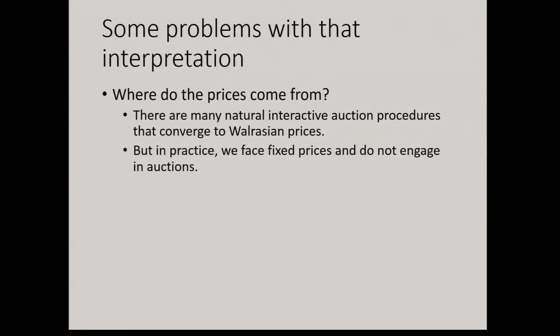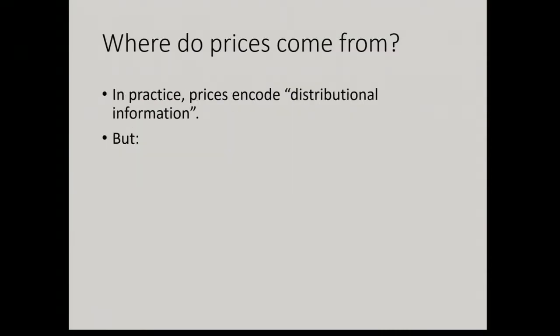Okay? But in practice, when I walk around Berkeley, I do not participate in ascending price auctions. Somehow the prices are not a function of my direct participation. So in practice, we imagine that prices must be encoding distributional information about the market. But because they're not a function of my participation, we cannot rely on the history, my memory of participating in some ascending price auction, to serve as the coordination device.